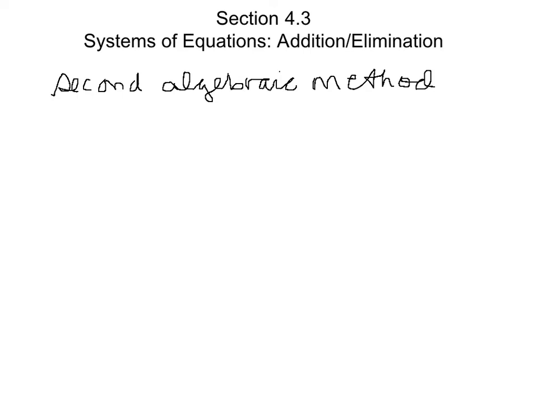We're at section 4.3, and we're looking at the second algebraic method or technique to solve a system of equations. This one is most helpful when you can't easily solve one of the equations for a variable. In the previous one, we saw that there are times when it's easy to solve for x or for y. When you're not able to do that, then that's when this technique should be used.